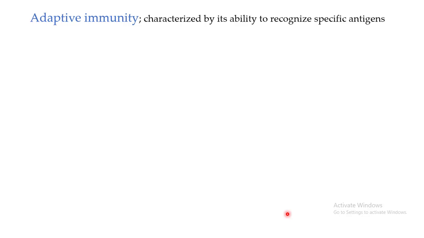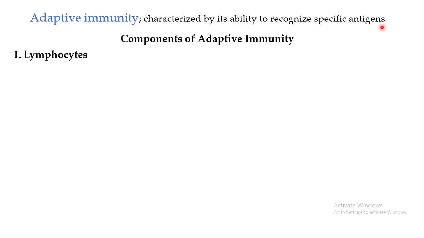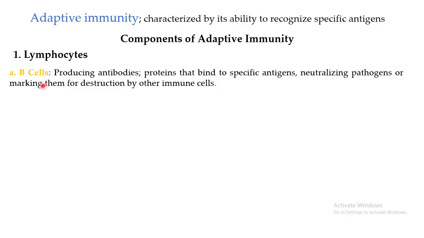If you compare that with the adaptive immunity, it is characterized by its ability to recognize specific antigens. So in the innate, you are going for a non-specific response. In adaptive immunity, you are going for a specific response. If you look at the components of the adaptive immunity, the first one is the lymphocytes. When we talk about the lymphocytes, we usually talk about two types of cells. One is the B cells, which are responsible for producing antibodies. And these antibodies are proteins that bind to specific antigens, neutralizing these pathogens or marking them for destruction by other immune cells like the T cells.